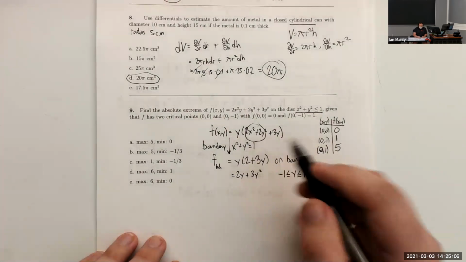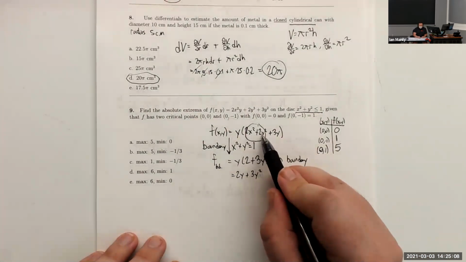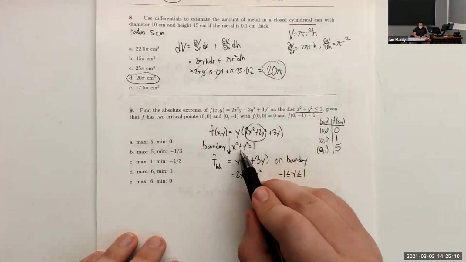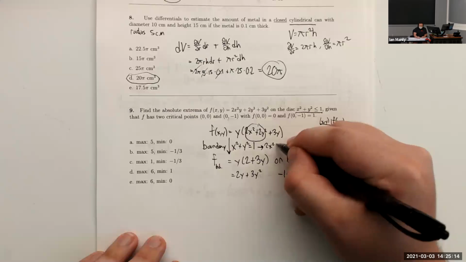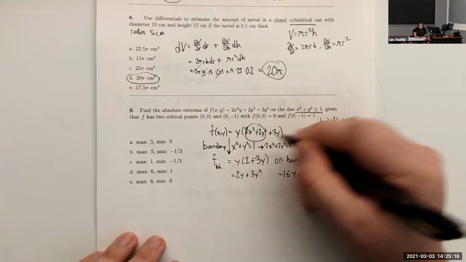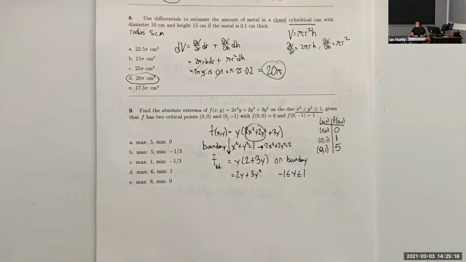Yeah, sure. So we have 2x squared plus 2y squared here, right? And if we're on the boundary, x squared plus y squared is 1. That means that 2x squared plus 2y squared is 2. So all that just turned into a 2.